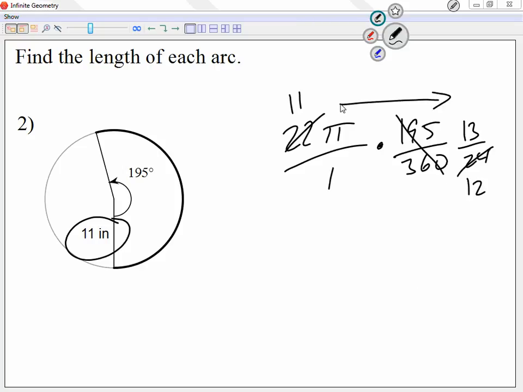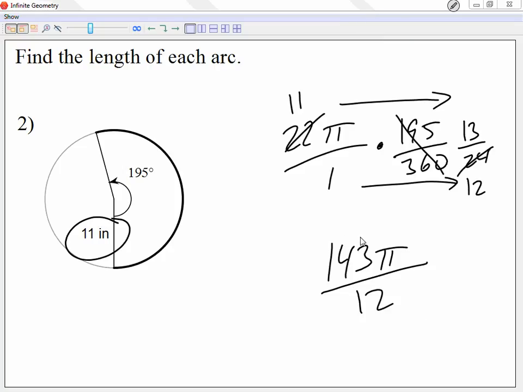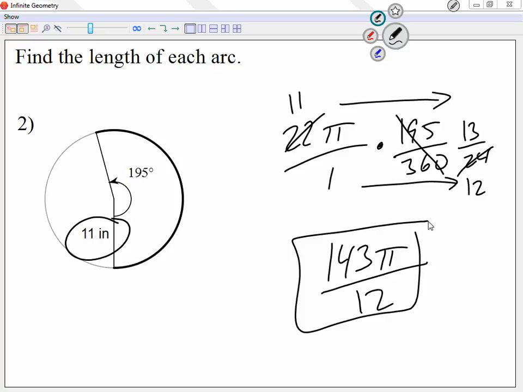Alright, so let me multiply it straight across. 11 pi times 13, 143 pi. The bottom, 1 times 12, 12. I know 143 and 12 cannot be simplified more, because I would have been able to simplify it earlier. So that's my answer, 143 pi over 12. So it's very similar to what we did before. It's just that before we used to do area. Now we're doing the length. So any questions on the front?